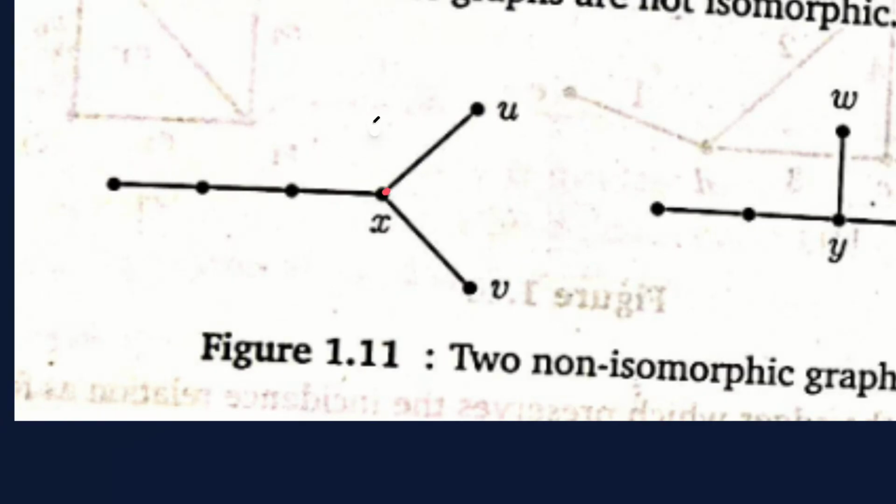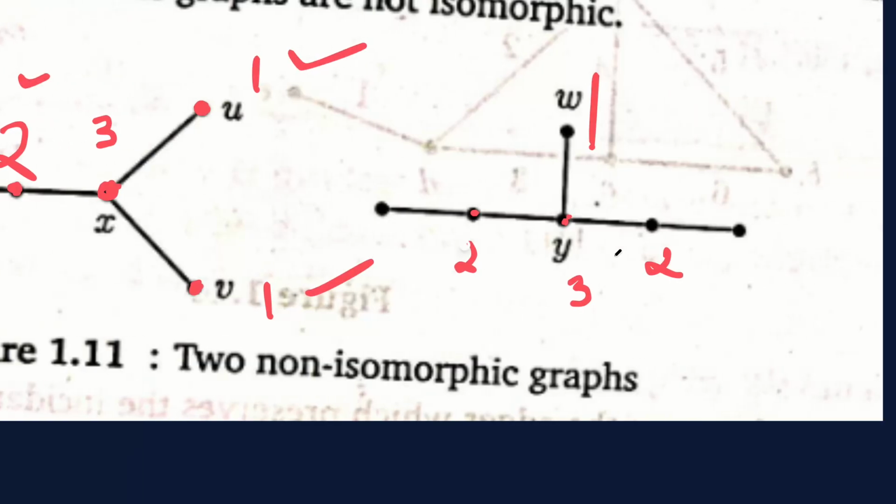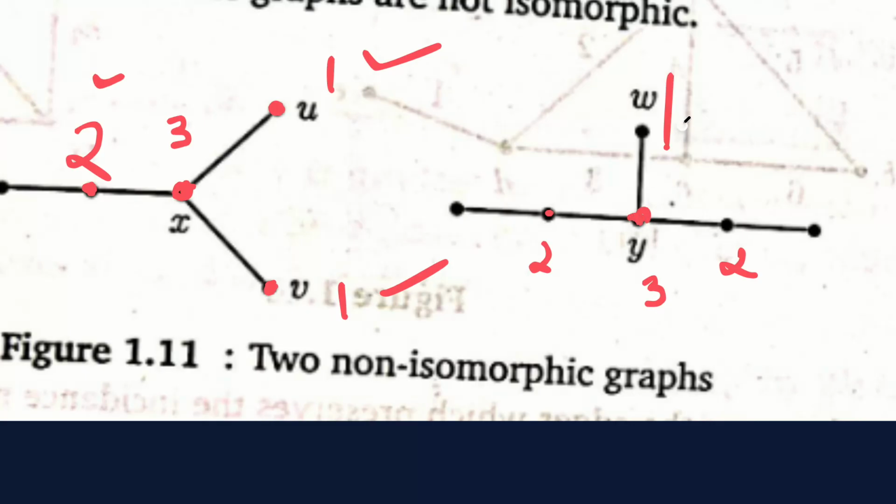See, this vertex with degree 3 is connected to a vertex with degree 1, degree 1 and degree 2. Here this is a vertex with degree 3, connected to a vertex with degree 1, and this has degree 2 and this has degree 2. I told you this vertex with degree 3 is connected to vertices with degree 1, 1 and 2, so here also it should be connected to vertices with degree 1, 1 and 2. But here, this vertex with degree 3 is connected to vertices with degree 1, 2 and 2, not another 1. So this is not a one-to-one correspondence of vertices.